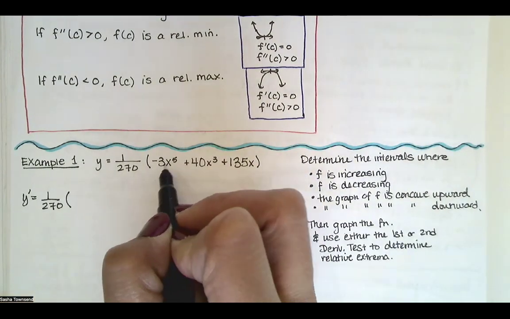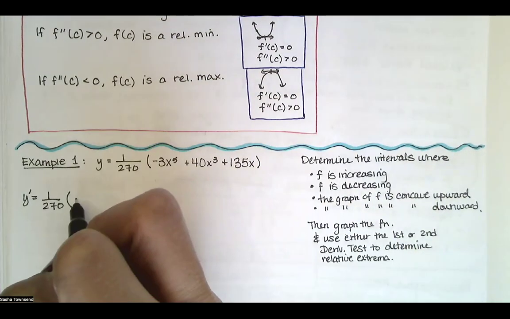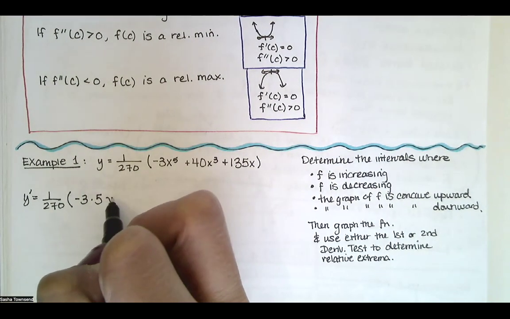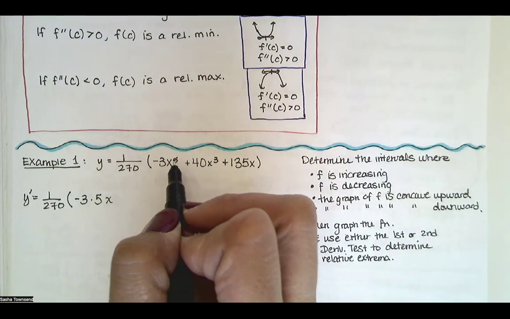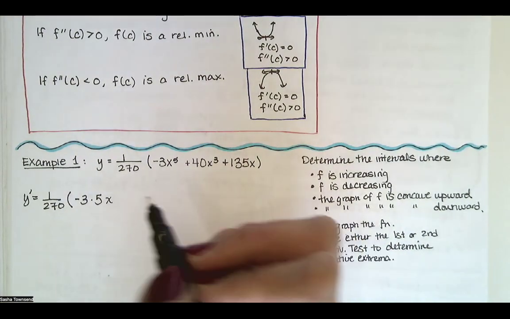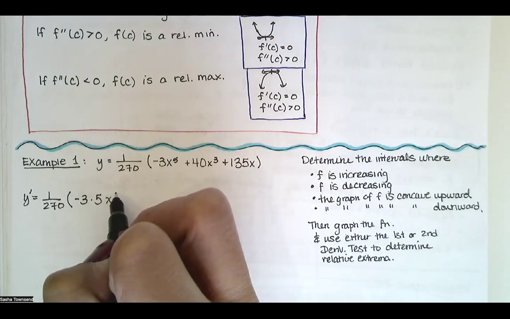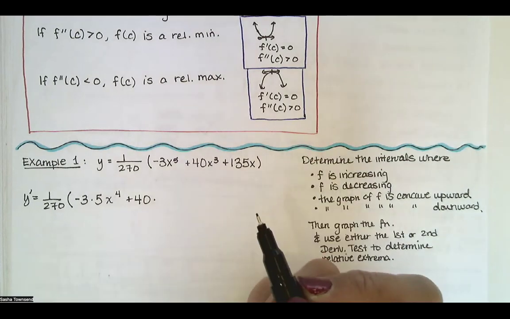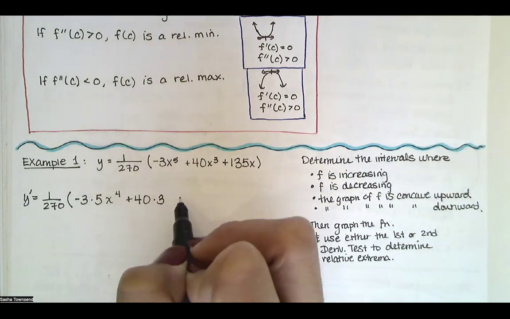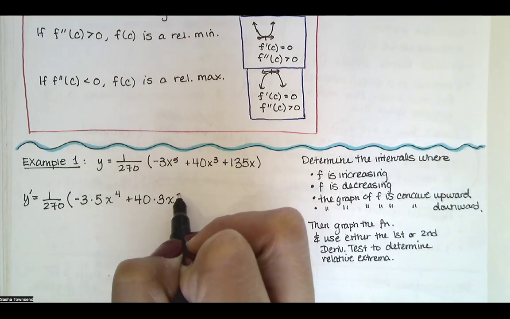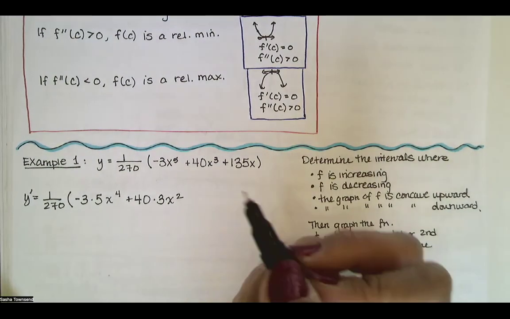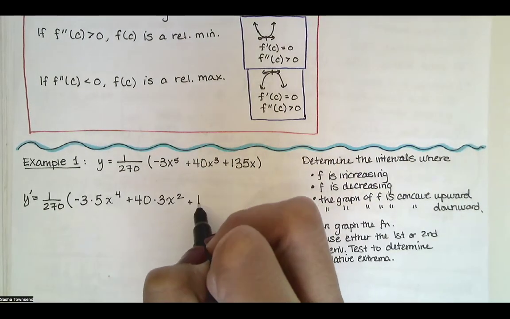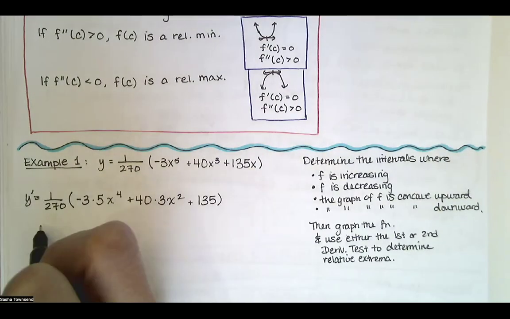And the derivative of -3 times x to the 5th can be found using the power rule. You bring the constant down, and then you bring the power down, and then you multiply by x to the 1 less power. So we're going to have the -3 times the 5 gives us a -15 out front, times x to the 5 minus 1, which is 4. Then we bring down the 40, and we multiply by the derivative of x cubed. So it's going to be 3, because we bring the power down. We multiply by x to the 1 less power. That's an x squared. And then we add the derivative of 135x. The derivative of constant times x is just the constant. So we've got this.